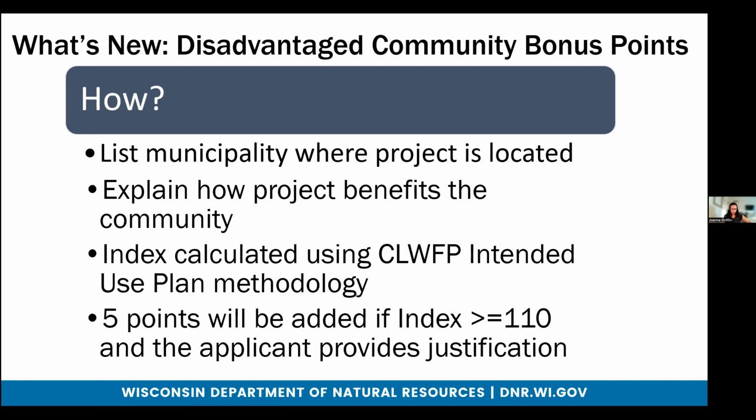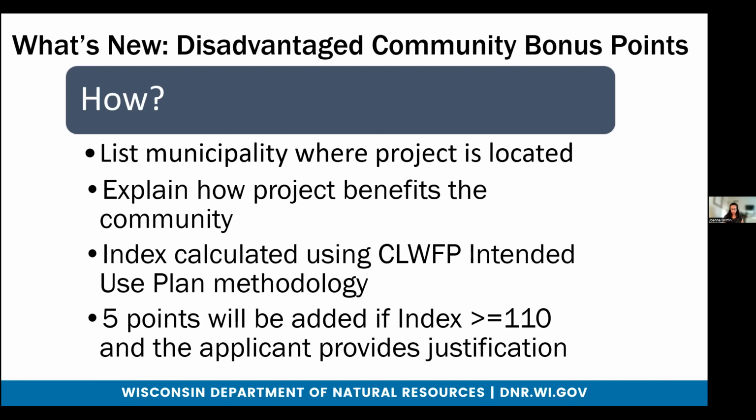So how are we doing this? The applicant will be asked to list the town, village, or city where the project is located, or a list of all communities within the project area. The applicant will explain how the project benefits the community where it's located or the communities. If the project benefits the community where it's located, the department will calculate a disadvantaged community index for the town, village, or city after the application has been submitted to determine if the project qualifies.